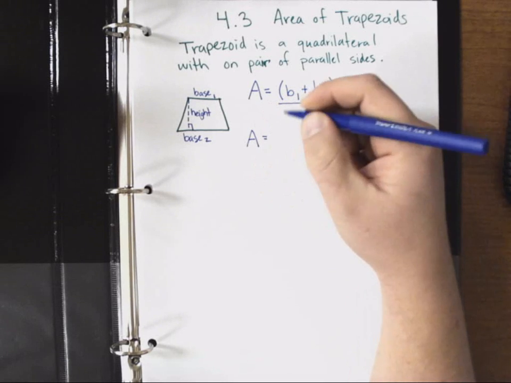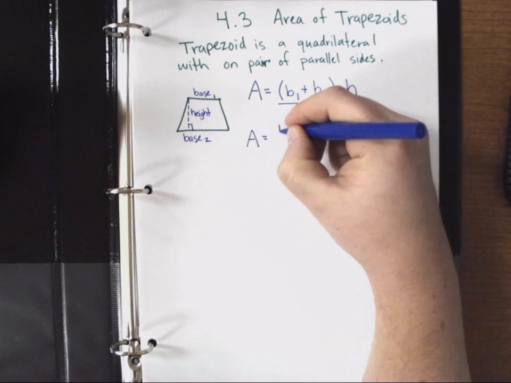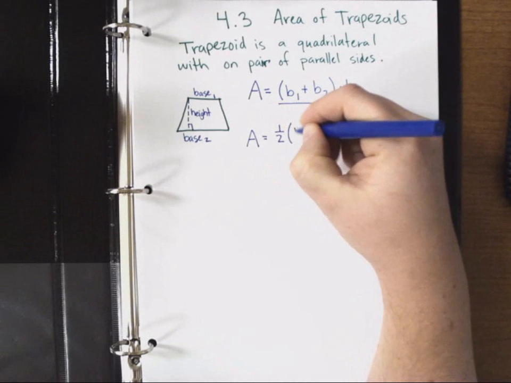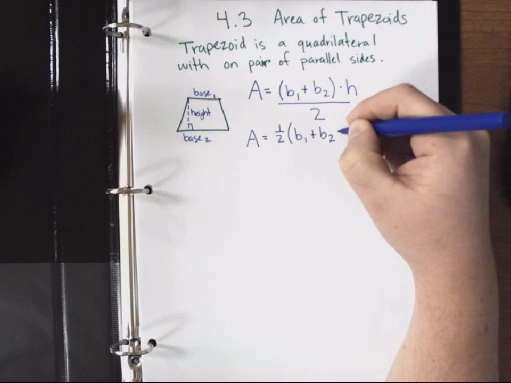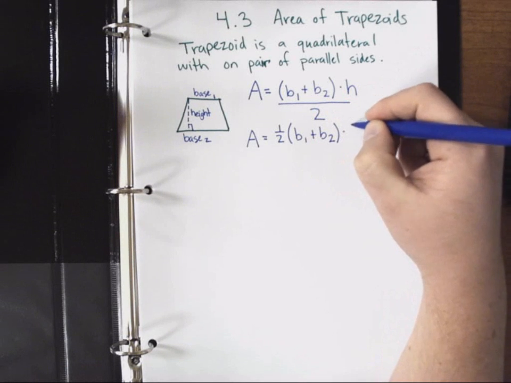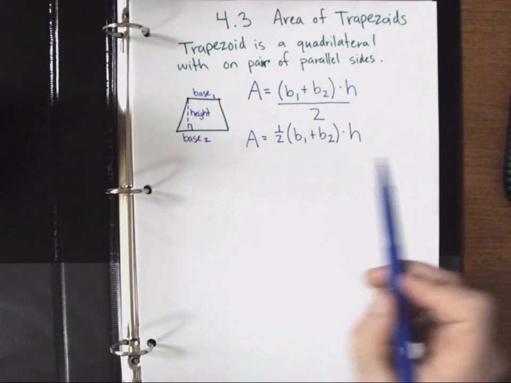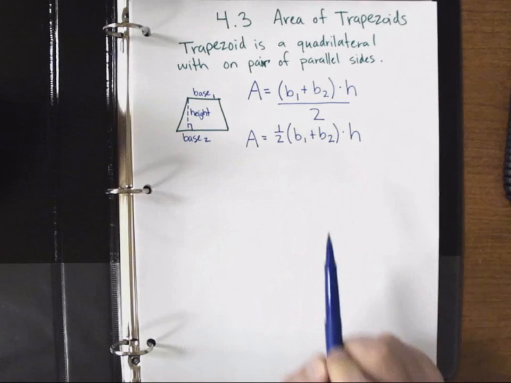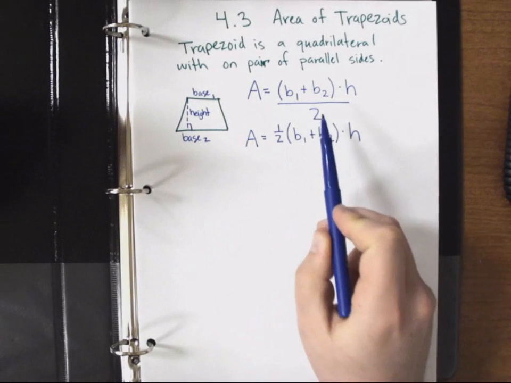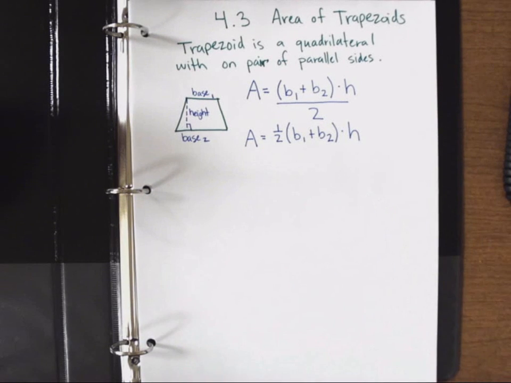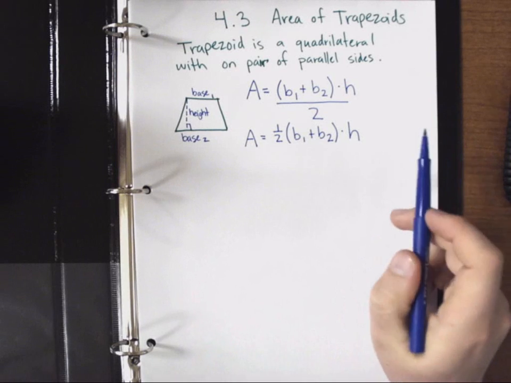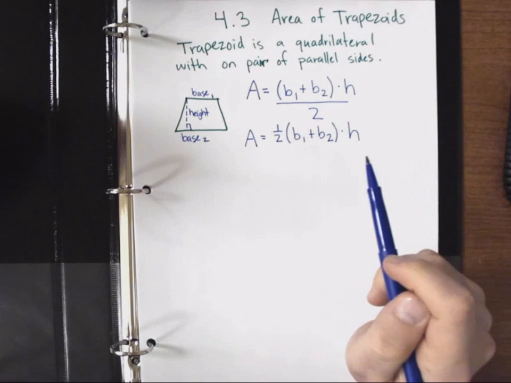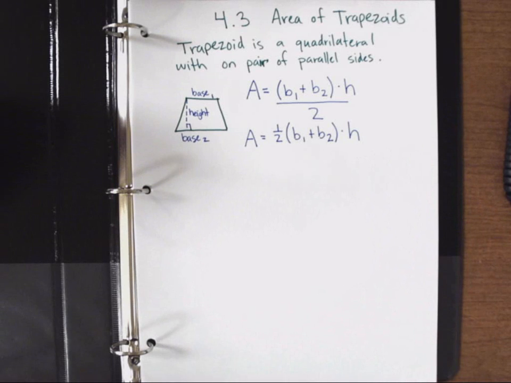You will also see the area formula of a trapezoid very similar. A equals 1/2 base 1 plus base 2 times the height. Okay, we have to remember that multiplying these by 1/2 is the exact same as dividing by 2. So don't let that confuse you or trip you up. I would just pick one and stick with it. I like to typically just divide by 2. I think that's a little bit more simple, but either one is fine.